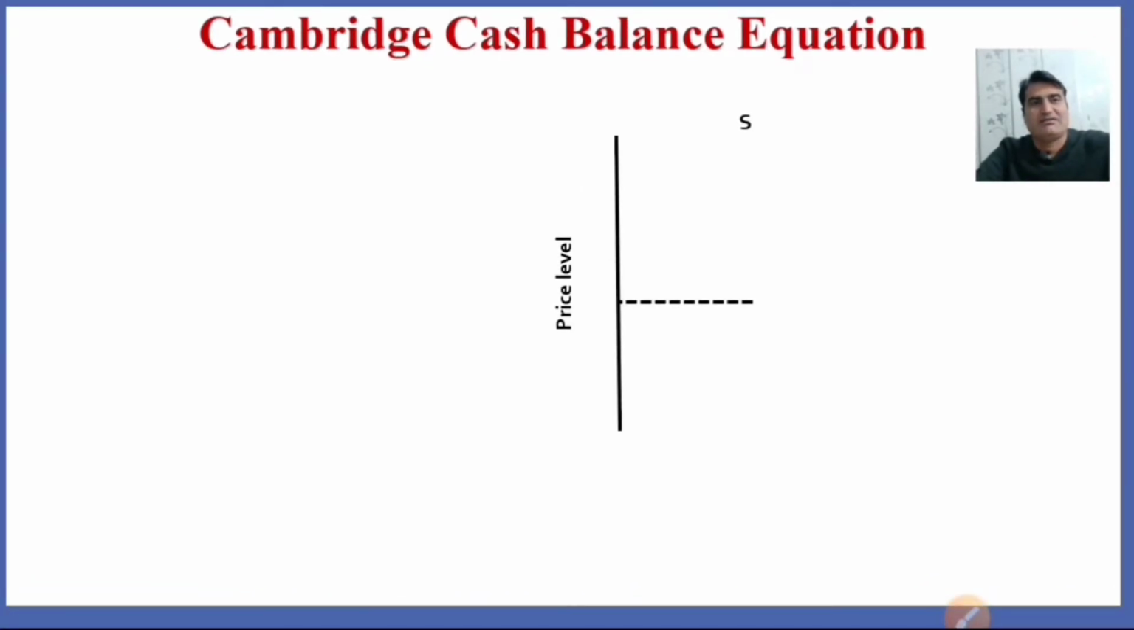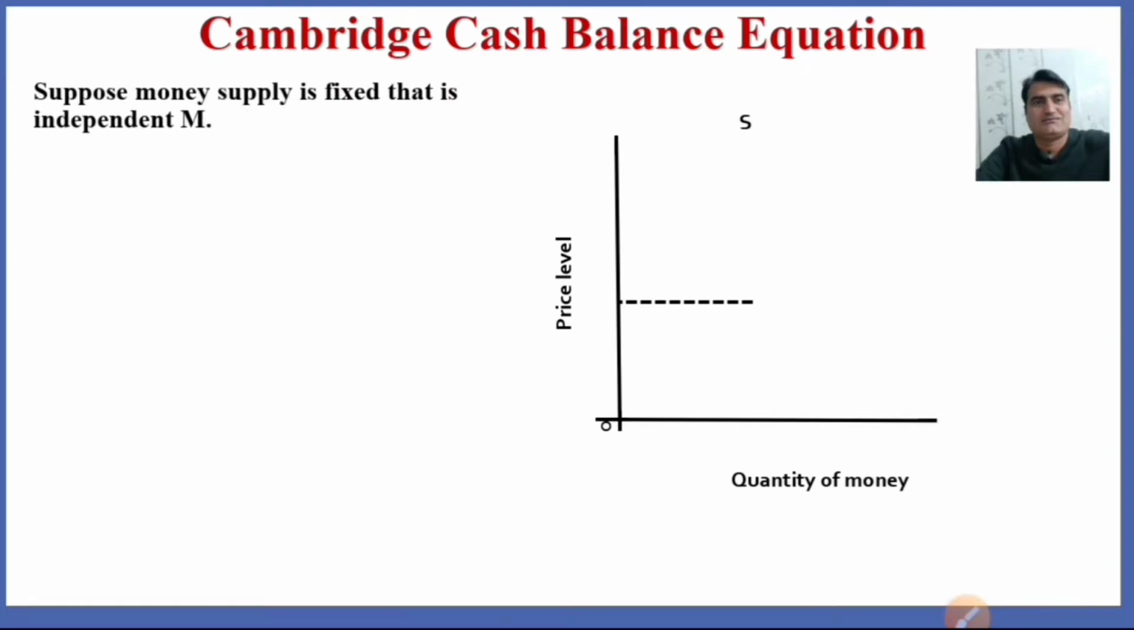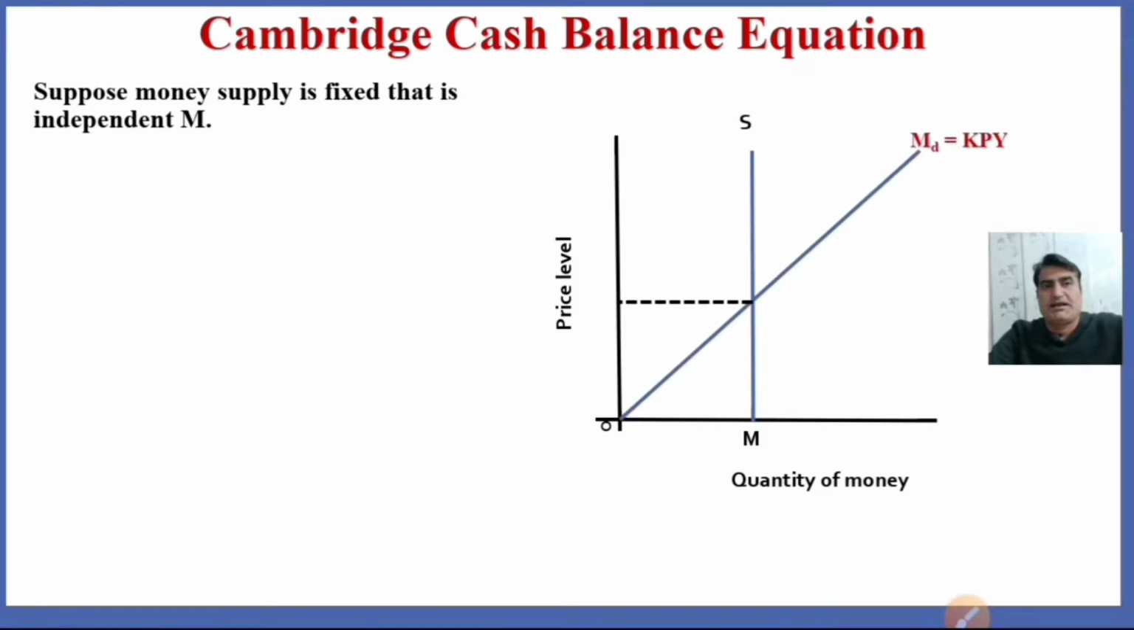Here we shall analyze this Cambridge cash balance approach graphically. This is the price level, which is shown on the y-axis, and the quantity of money is measured on the x-axis. Suppose money supply is fixed, that is independent, M, as the central bank decides. So S is the fixed money supply as per the central bank's monetary policy. M is the quantity of money. MD = KPY. This is the demand for money.